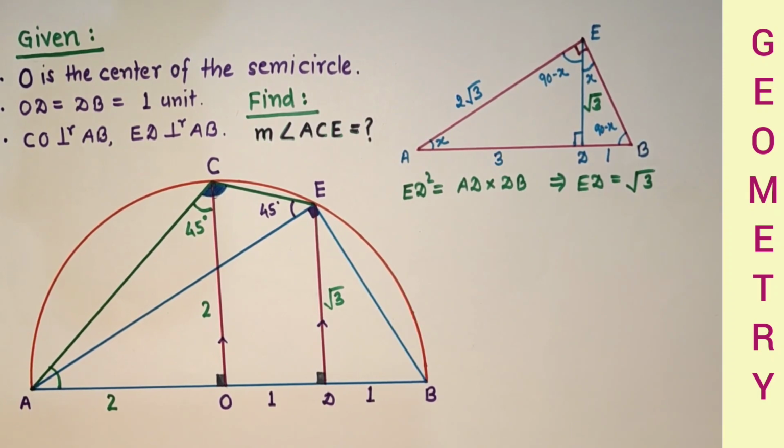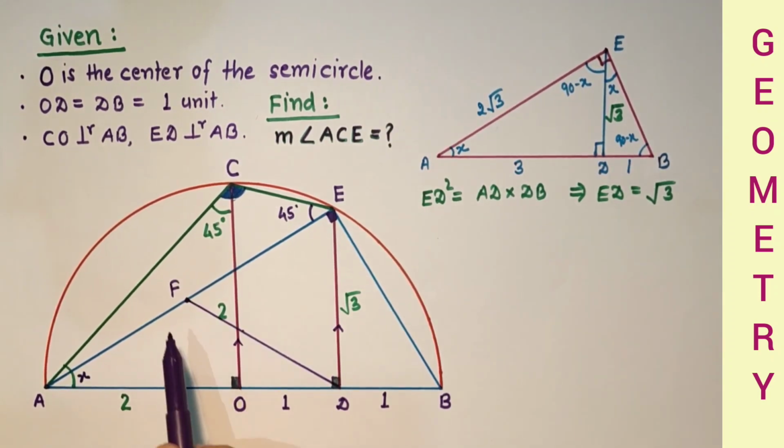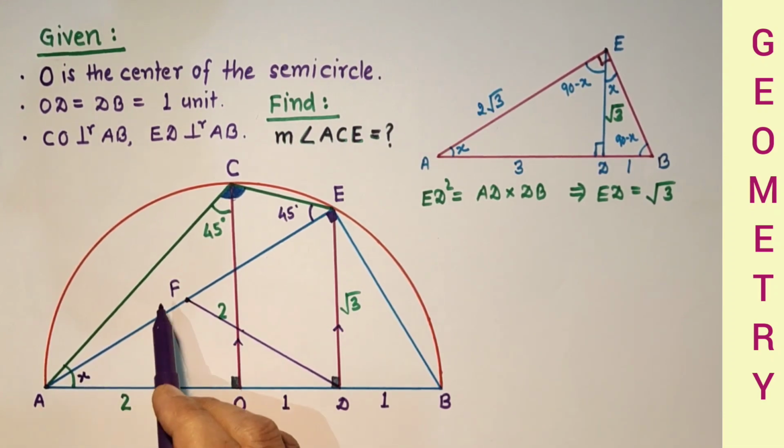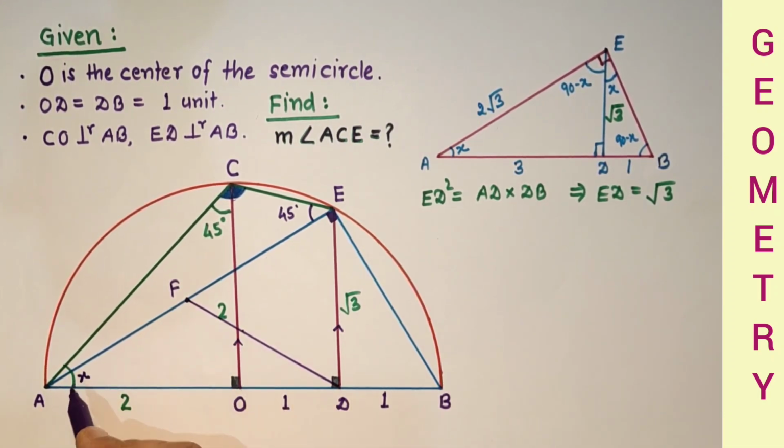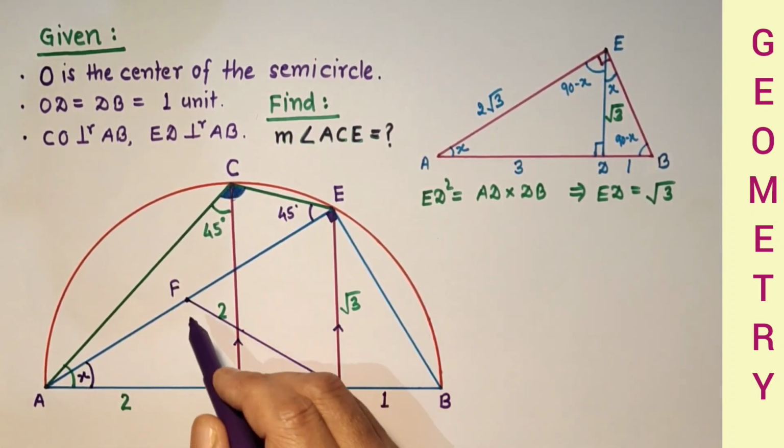But using pure geometry, it will be quite a challenging thing. Let us suppose this angle is X. From here, draw a line making angle X like this. Draw a line FD such that angle FAD is equal to angle FDA. So let us suppose this is X, so this will also be X. So this will be 2X.